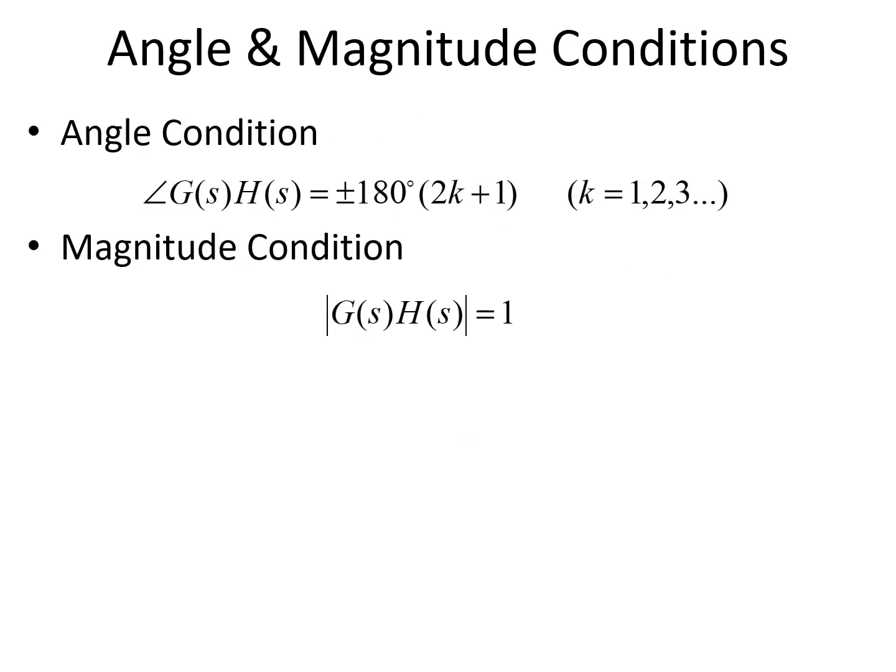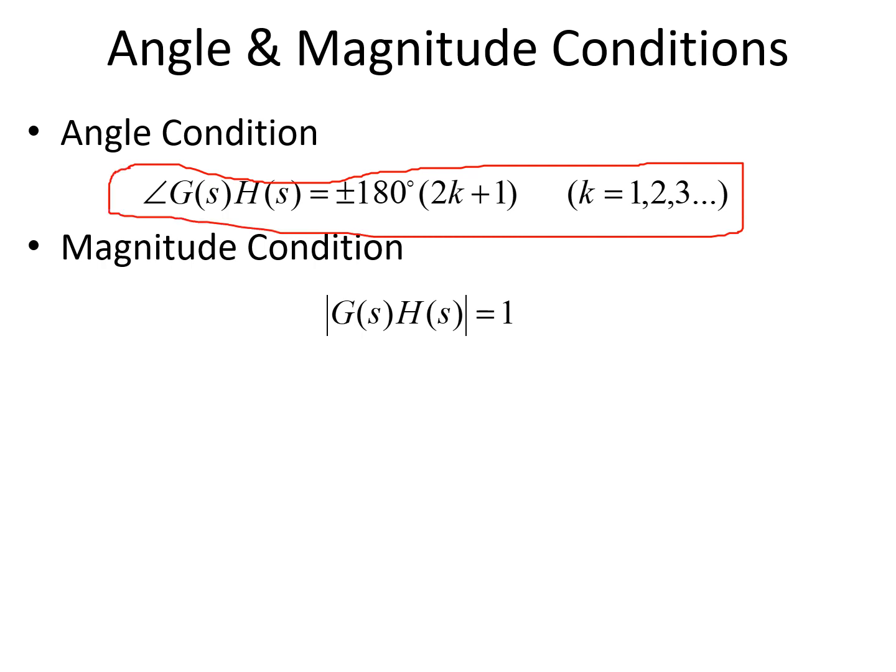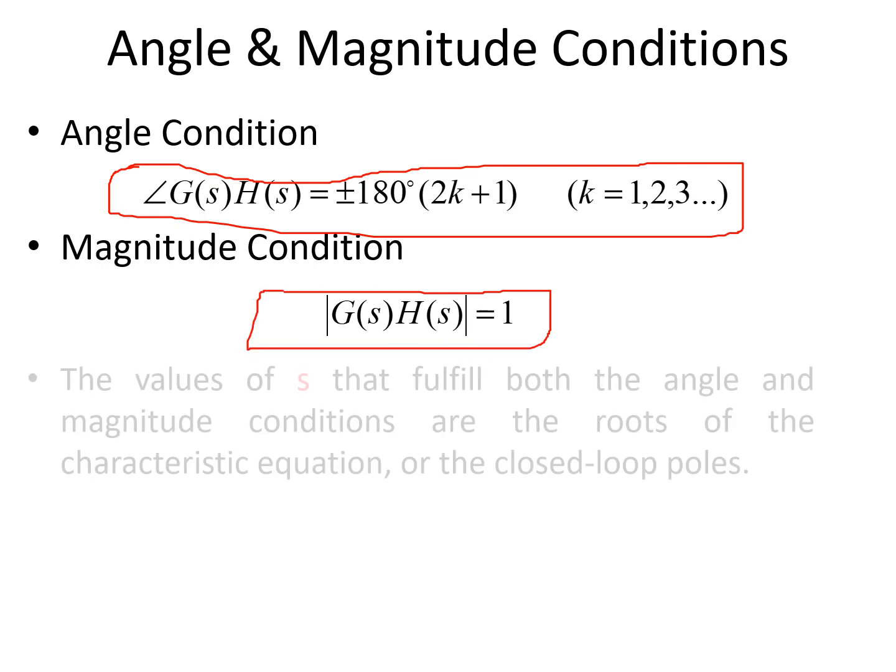Now coming to these two conditions, the angle condition and the magnitude condition. This is named the angle condition: the angle of g of s and h of s should be equal to plus or minus 180 degrees into 2k plus 1, where k can take the values 1, 2, 3. And the magnitude condition is taken as magnitude of g of s into h of s is equal to 1.